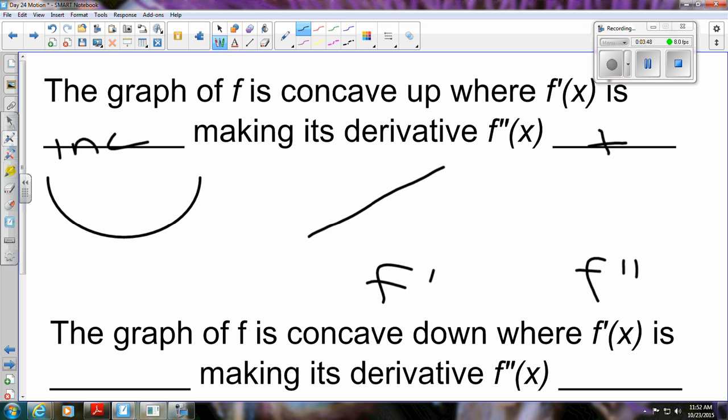So in other words, anytime a function is concave up, it means that the first derivative is increasing, the slopes are increasing, which means the second derivative is positive. So every time a function is concave up, the second derivative is positive. And if the second derivative is positive, that's where your function's concave up.